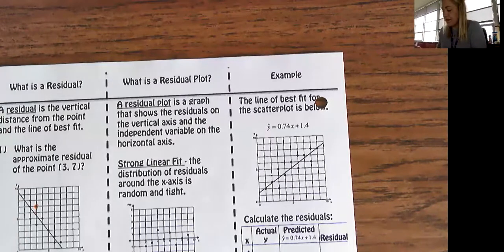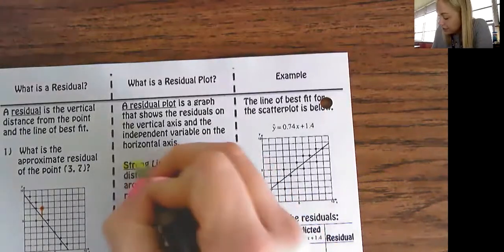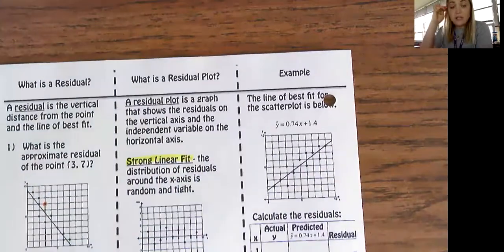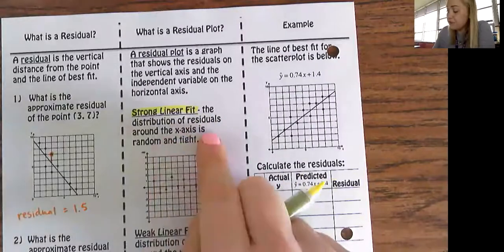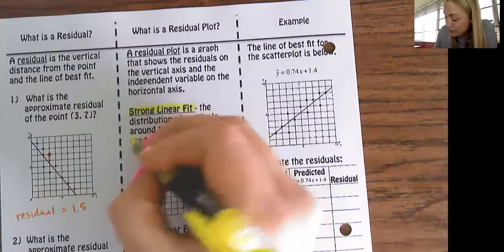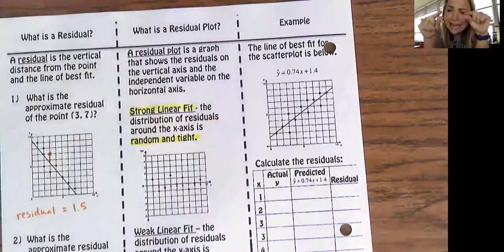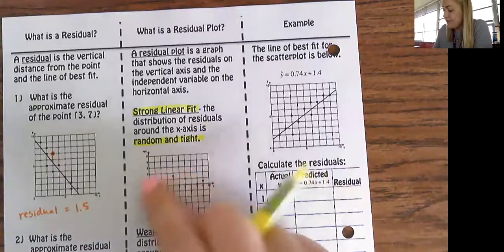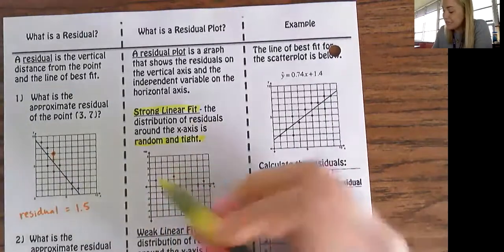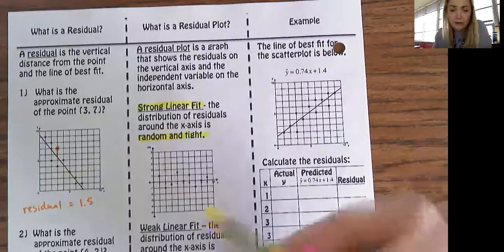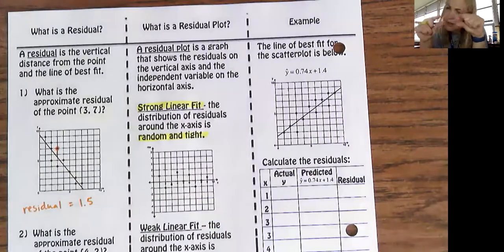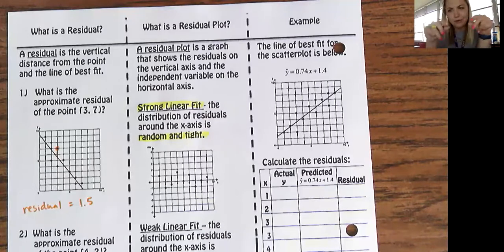So the first thing I want you to remember is what a strong linear fit means. In a strong linear fit, the distribution of residuals around the x-axis is going to be random and really tight in there on the x-axis. So you can see the dots are above and below, that's the random part, and then they're close together. They are very close to that predicted amount, which means that you're not too far above predicted, you're not too far below. Your predictions are really great. That means it's a really good line of best fit. That would also be a really great correlation coefficient, I'm sure, because all that data is going to be pushed together.